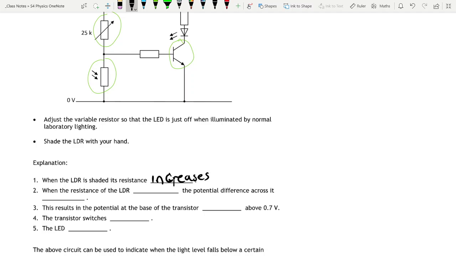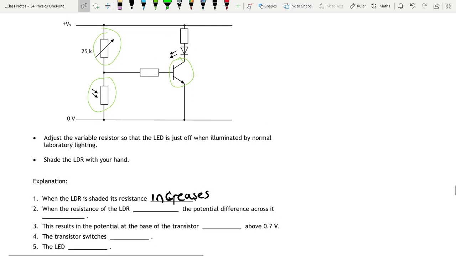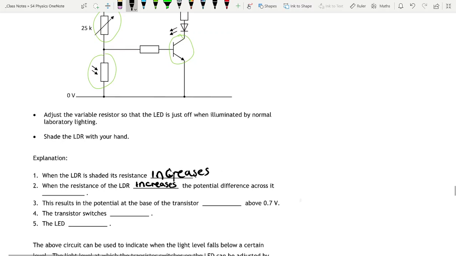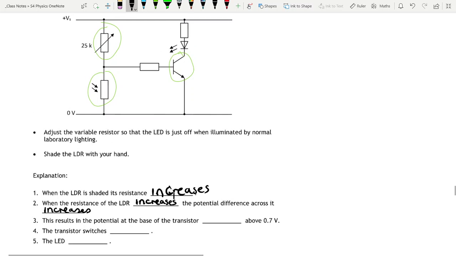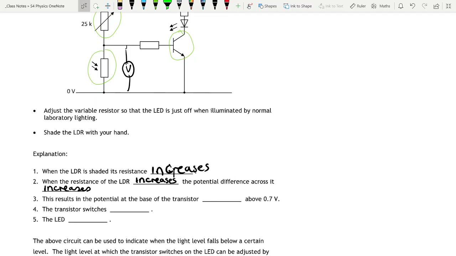Okay, so when that resistance increases, it also increases the potential difference across it, because the bigger the resistance, the bigger the potential difference. So when the resistance of the LDR increases, the potential difference across it increases. This results in the potential at the base of the transistor, so remember it's this part here that we're looking at, rising above 0.7 volts.